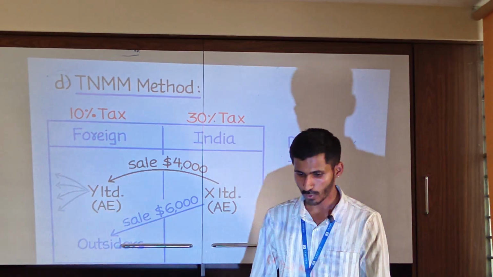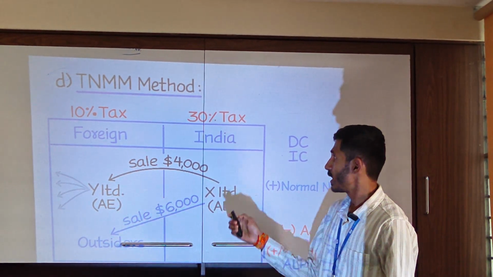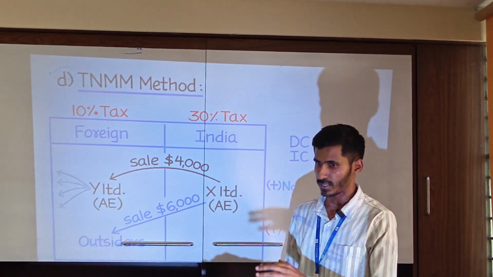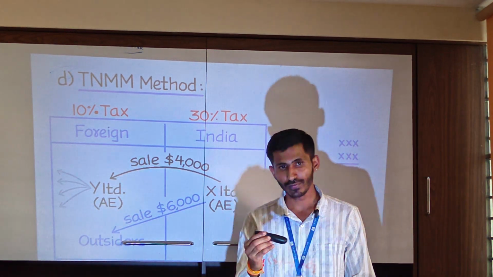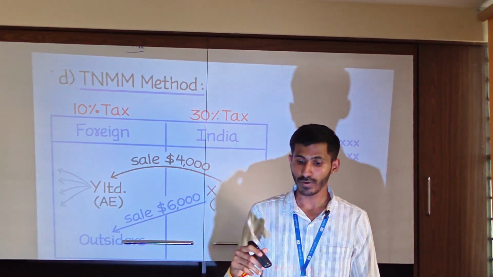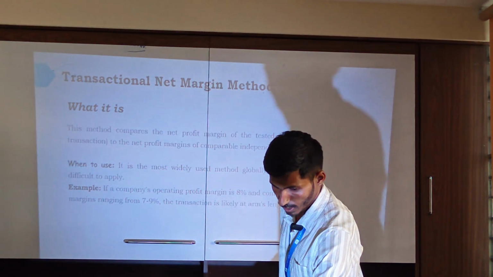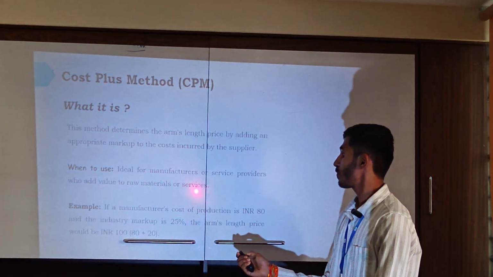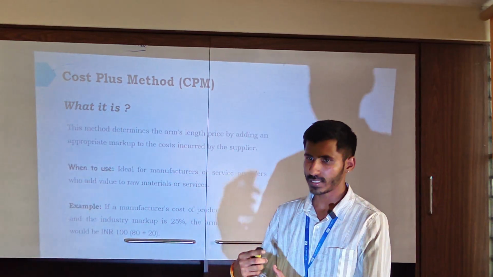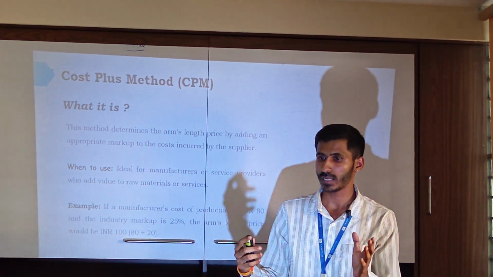Some confusion is regarding the transactional net margin method, the cost plus method, and comparable uncontrolled pricing. As I said, if there are any competitive goods and a standardized gross profit percentage is there, then we will take the cost plus method. Cost plus is suitable for those who add value to raw material. So when there is procuring of raw material and manufacturing happens, then the cost plus method is applicable.